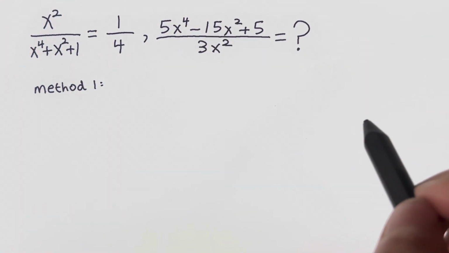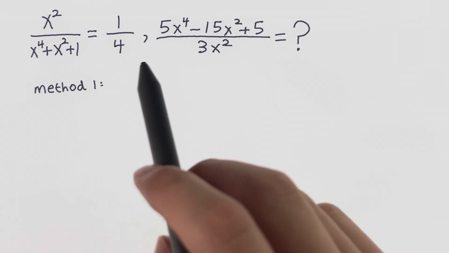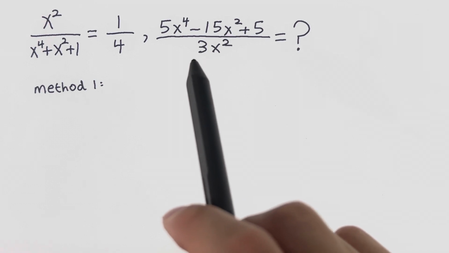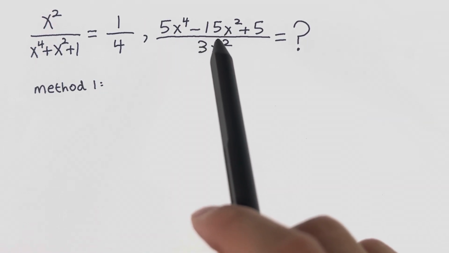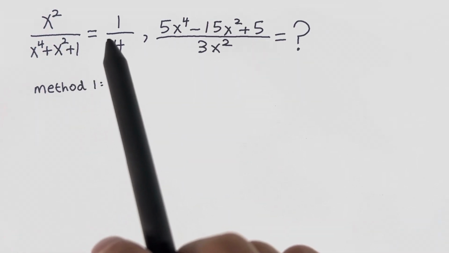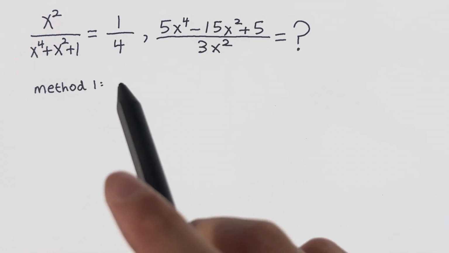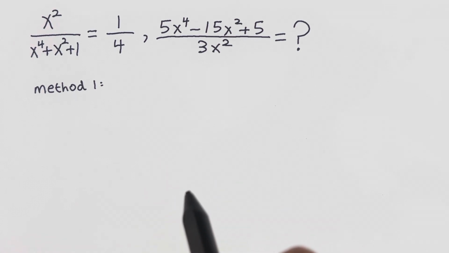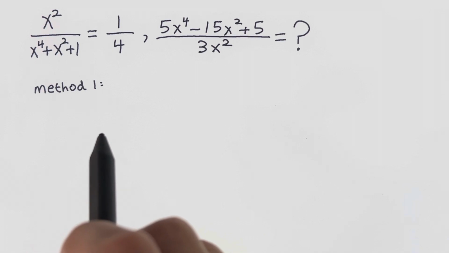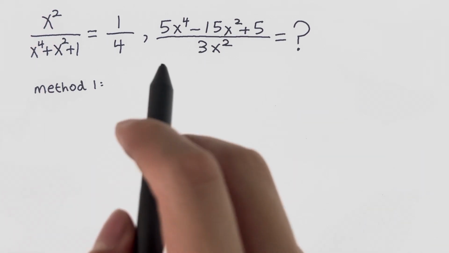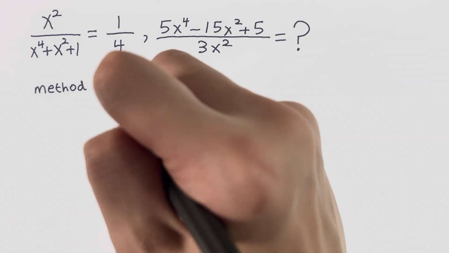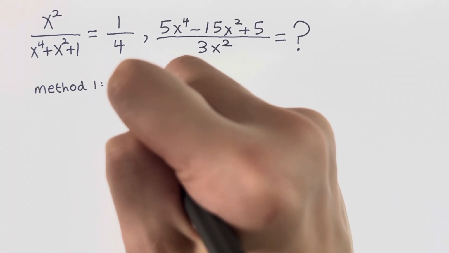So the first method, well, notice that these two fractions are pretty similar, because in the second fraction we have x squared in the denominator. In the first fraction, x squared is in the numerator. This will mean that we could try taking the reciprocal, because then you have x squared in the denominator for both fractions. So the first method will be reciprocal.